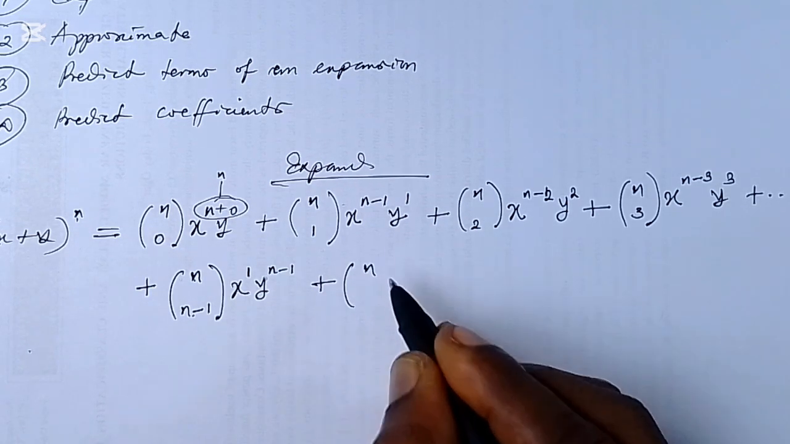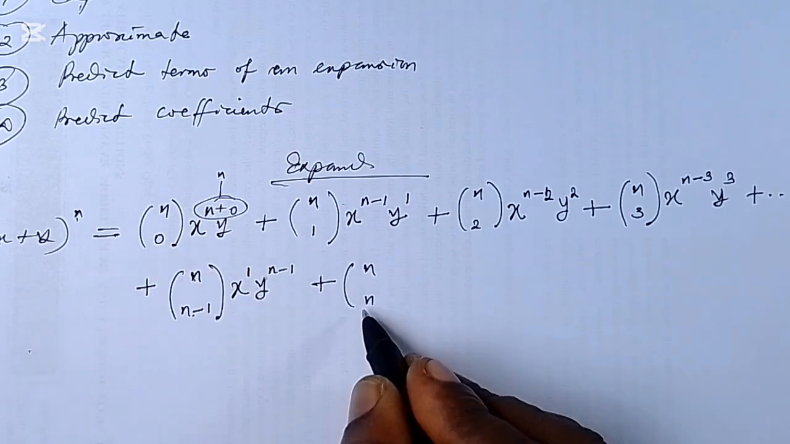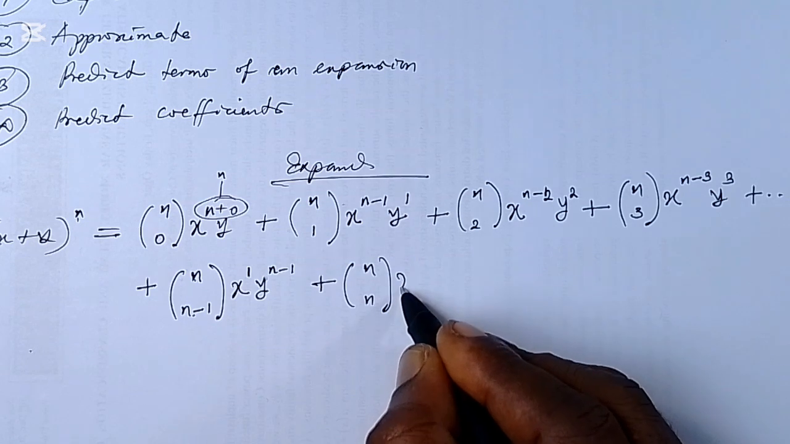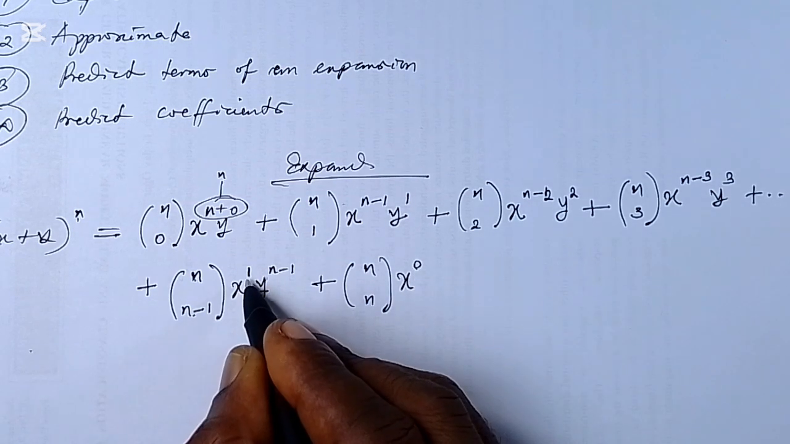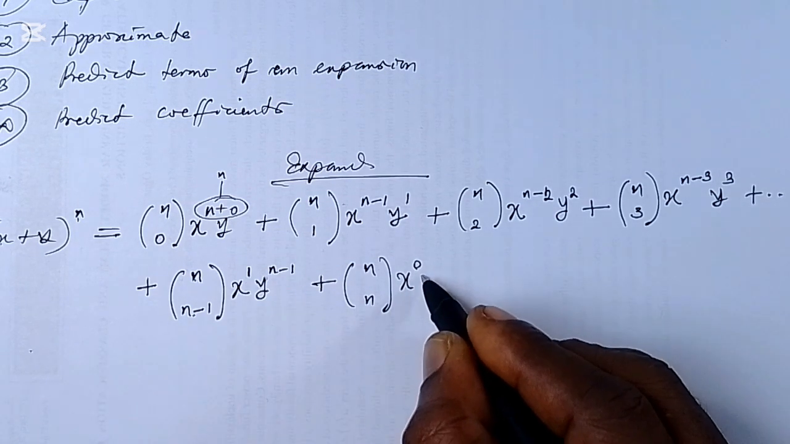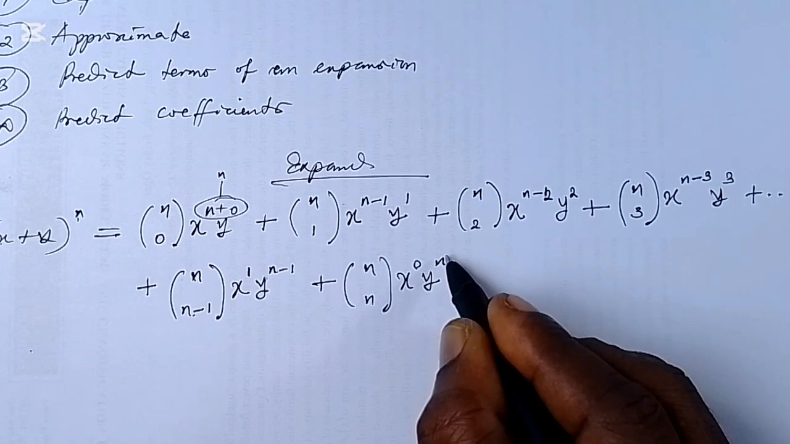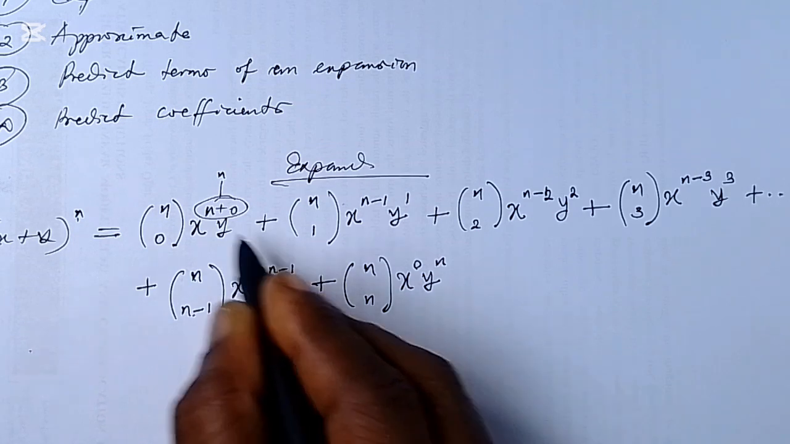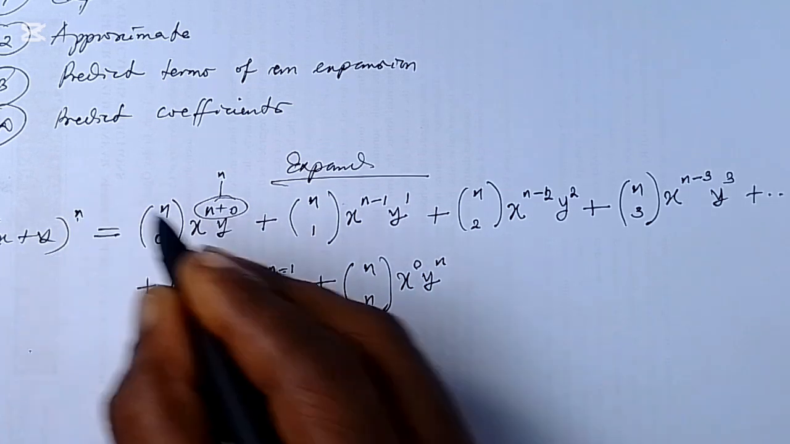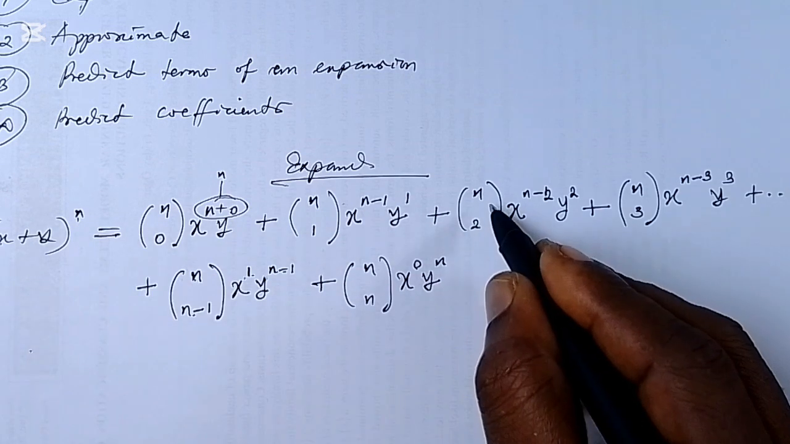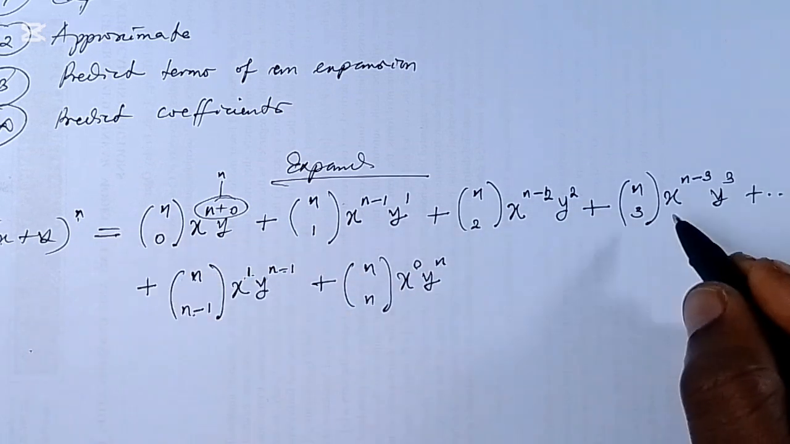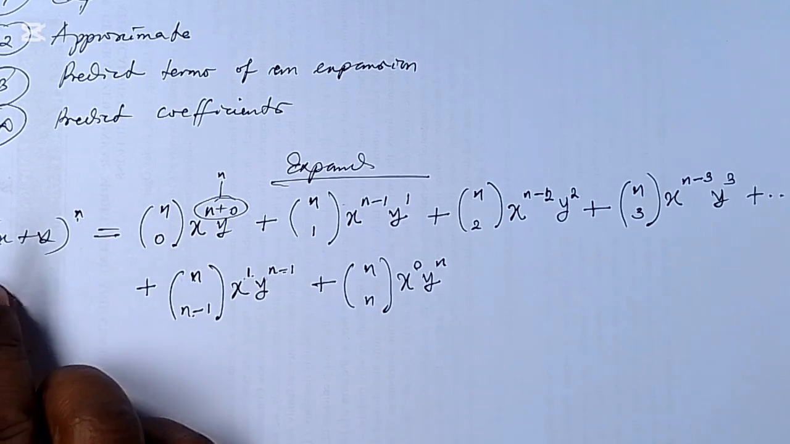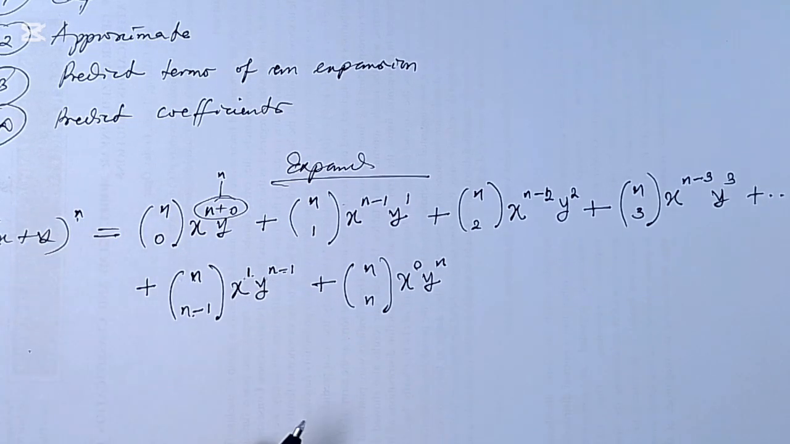And finally, the last term would be when 0 has finally gotten to n. So the last term will have a coefficient n combination n, and you will have x raised to the power 0 here. At that point, x has reduced from 1 to 0, and y has become n. Take note, n plus 0 gives you n, n minus 1 plus 1 gives you n, n minus 2 plus 2 gives you n, n minus 3 plus 3 gives you n. So this is the expansion of x plus y raised to the power of n.